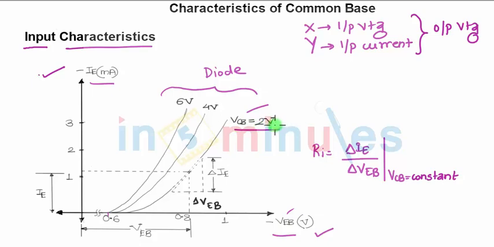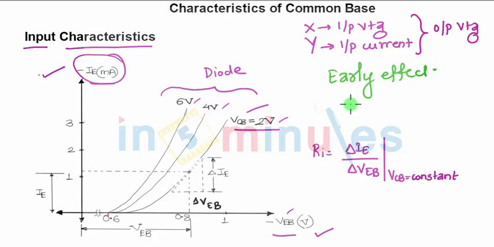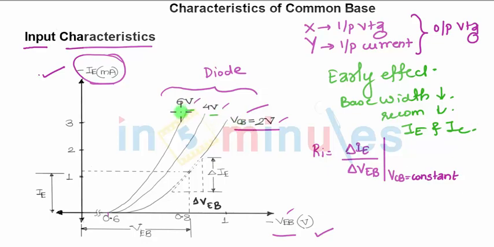Now when you look, as the VCB value increases, your current IE increases with the value of VCB. That means when you are increasing the reverse bias voltage, what happens? We have seen the early effect. What happens in early effect? If you increase the reverse bias, does base width increase or decrease? Base width decreases. As the base width decreases, recombination in the base decreases. So your emitter current and collector current increase. Hence, as you increase the reverse bias voltage, you will get a more straight curve for the increase in the emitter current with the increase in the VCB.